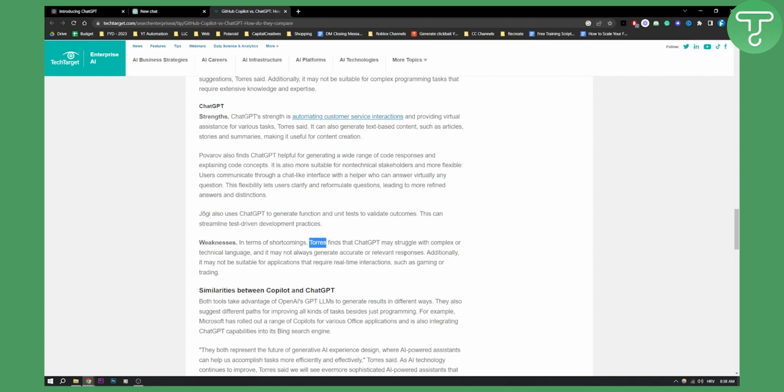So, I would definitely recommend using ChatGPT for coding purposes, for fixing the code, stuff like that. And I would use GitHub Copilot as an addition to that. So that's my opinion on that.